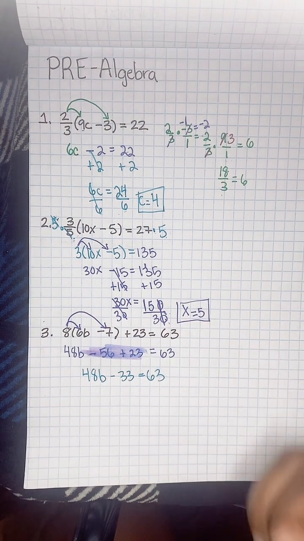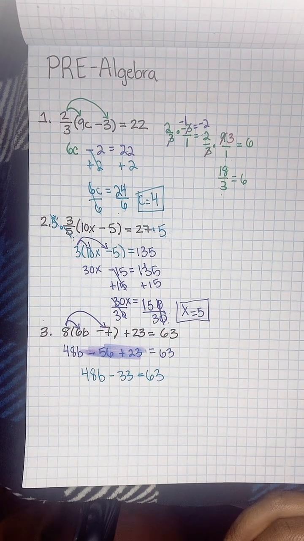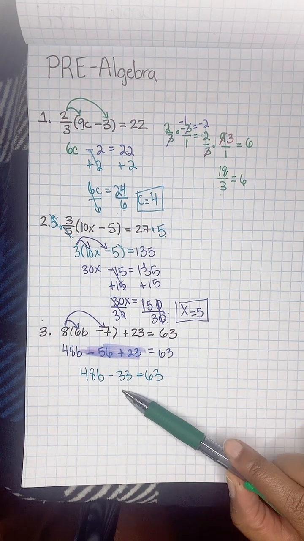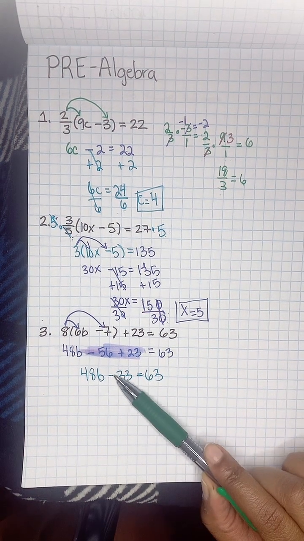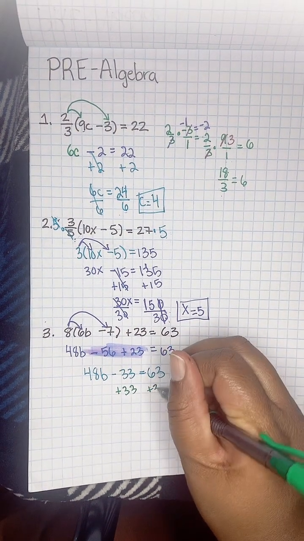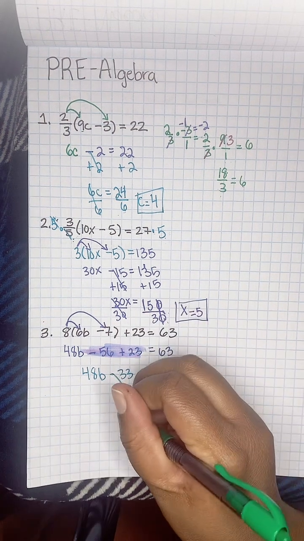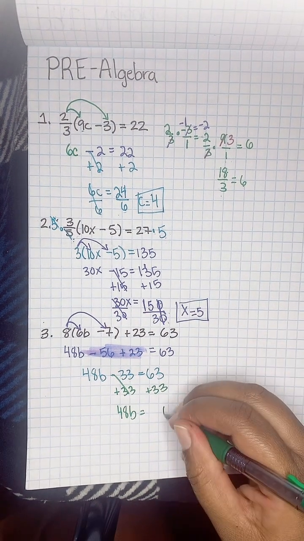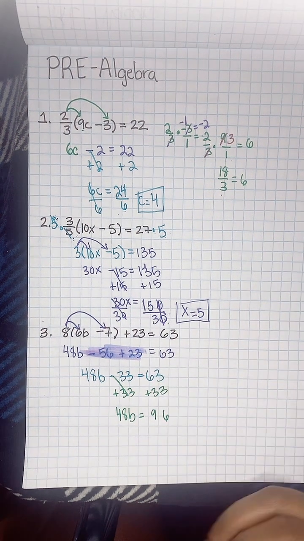equals 63. Good. Now this becomes a two-step equation. We want to move this to this side by doing the opposite of this minus. So we're going to add 33 to both sides. And we're going to drop down our 48b equals, this is 696.